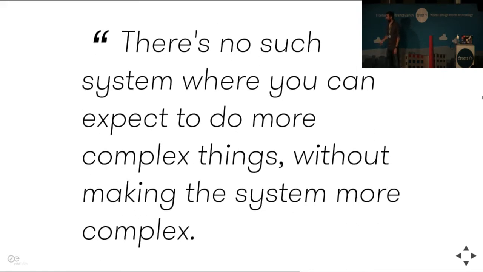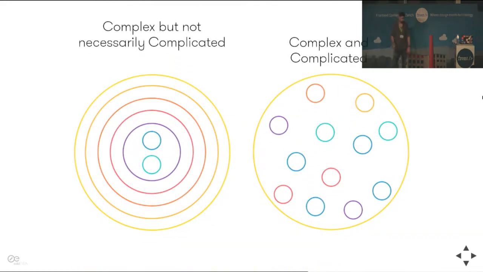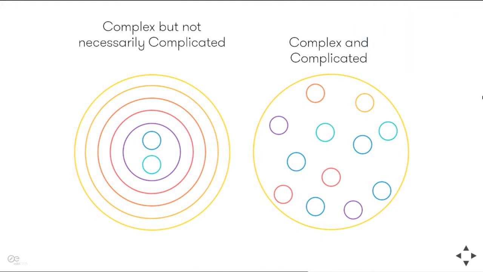So I would go that far and say there is no such system where you can expect to do more complex things without making the system more complex. That's just the normal way how things work, right? But complex does not necessarily mean complicated. If we define complex as having a lot of elements in something, then if we organize these elements in a holarchic way, in a hierarchy, in a holarchy, then they are not really complicated. They're complex, but they're not complicated.